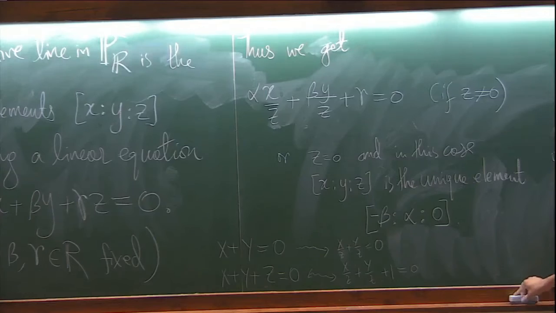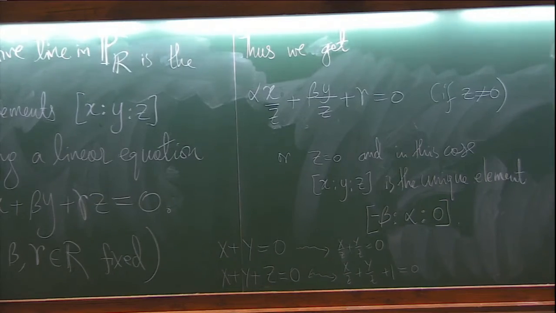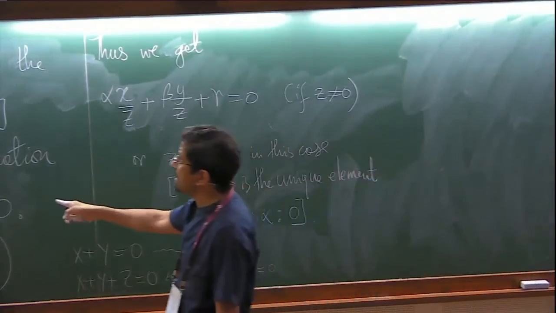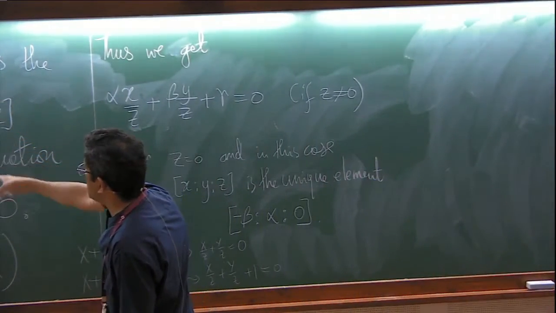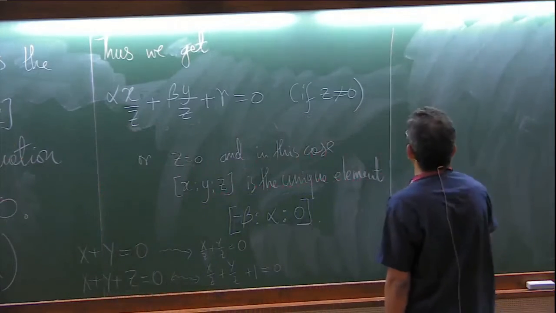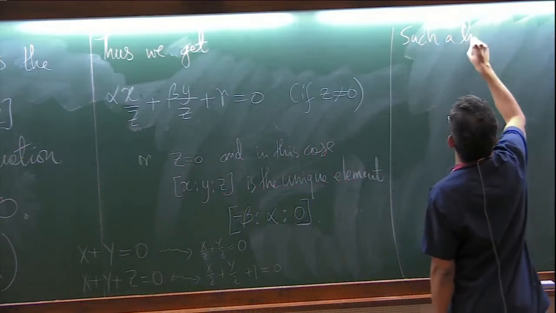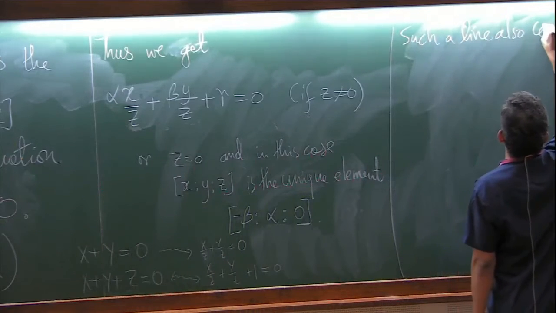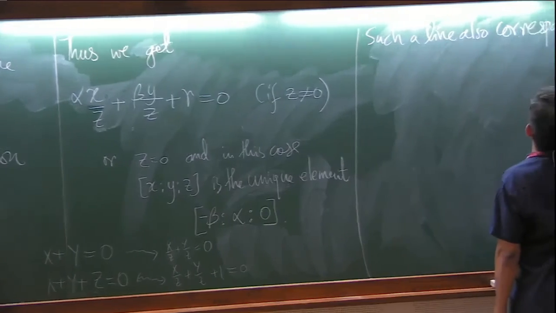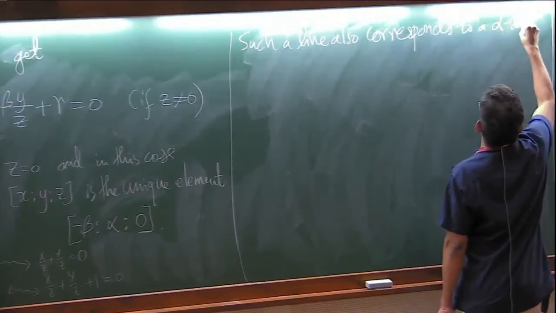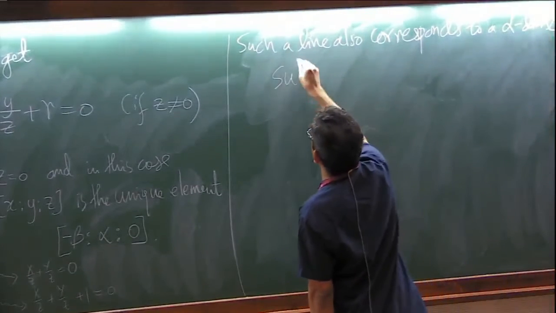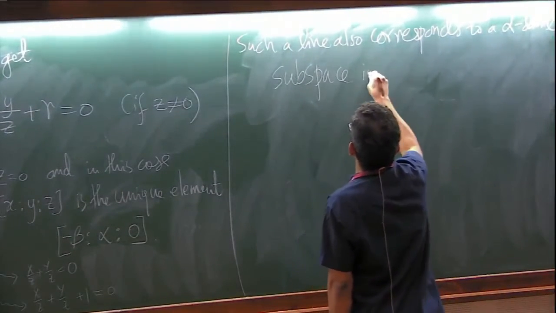Now let me write down a few facts. I won't go through too much over the definitions. I'll just write down basic facts which come out of this theory. First is, one last remark here. I said a projective line in P2R is the set of all elements satisfying this. It also corresponds to a two-dimensional subspace in R3.